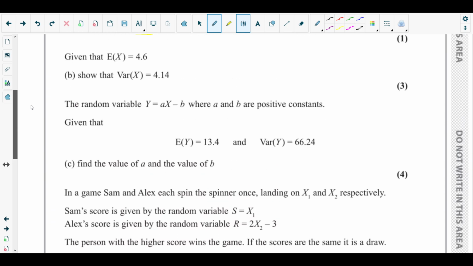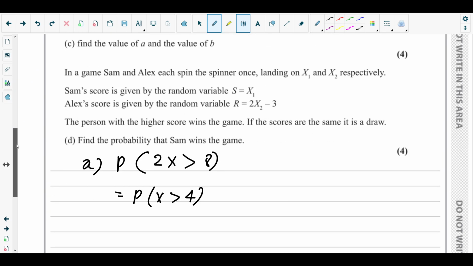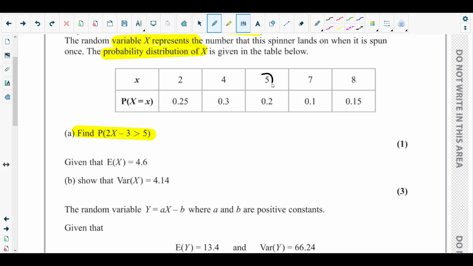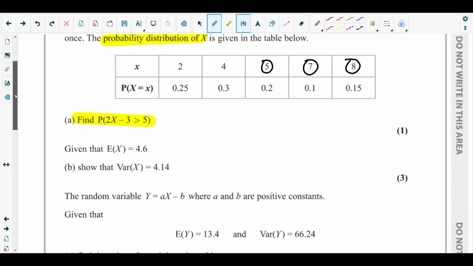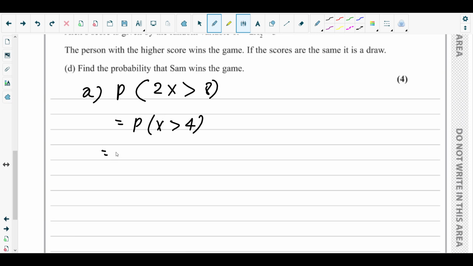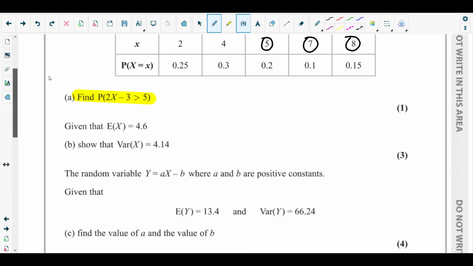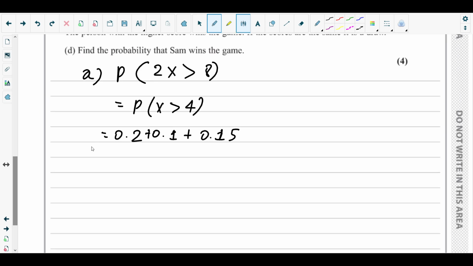Now let's see what are the possible outcomes greater than 4. That is 5, 7 and 8, right? So that would be 0.2 plus 0.1 plus 0.15. So what's that? 0.45. So 0.45 is the probability of twice x minus 3 greater than 5.